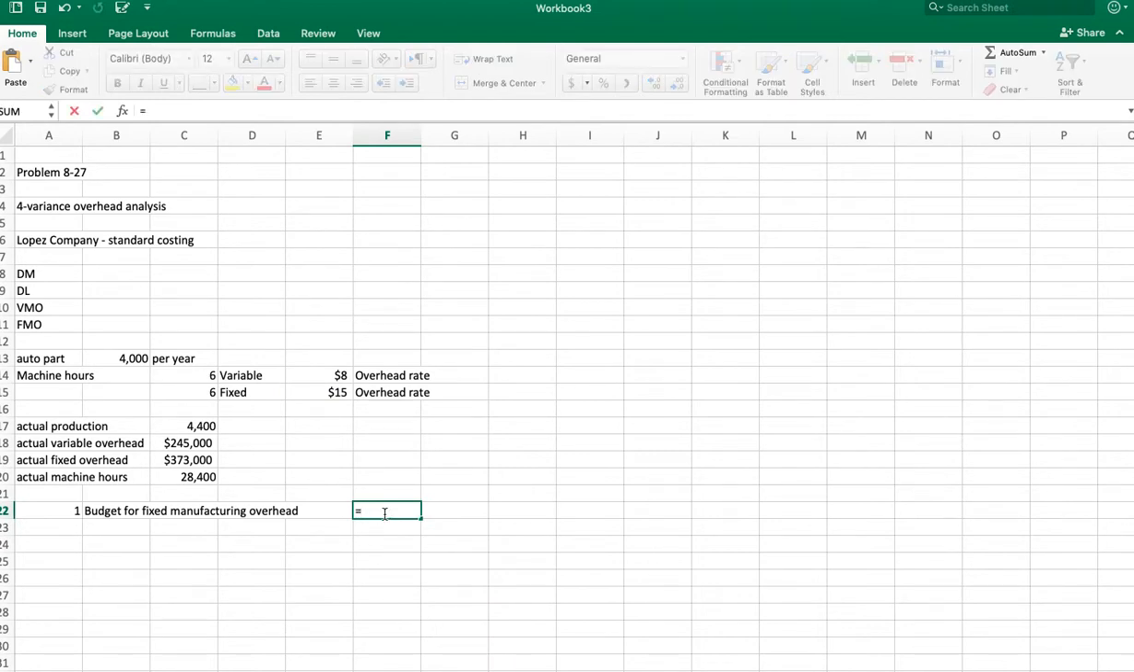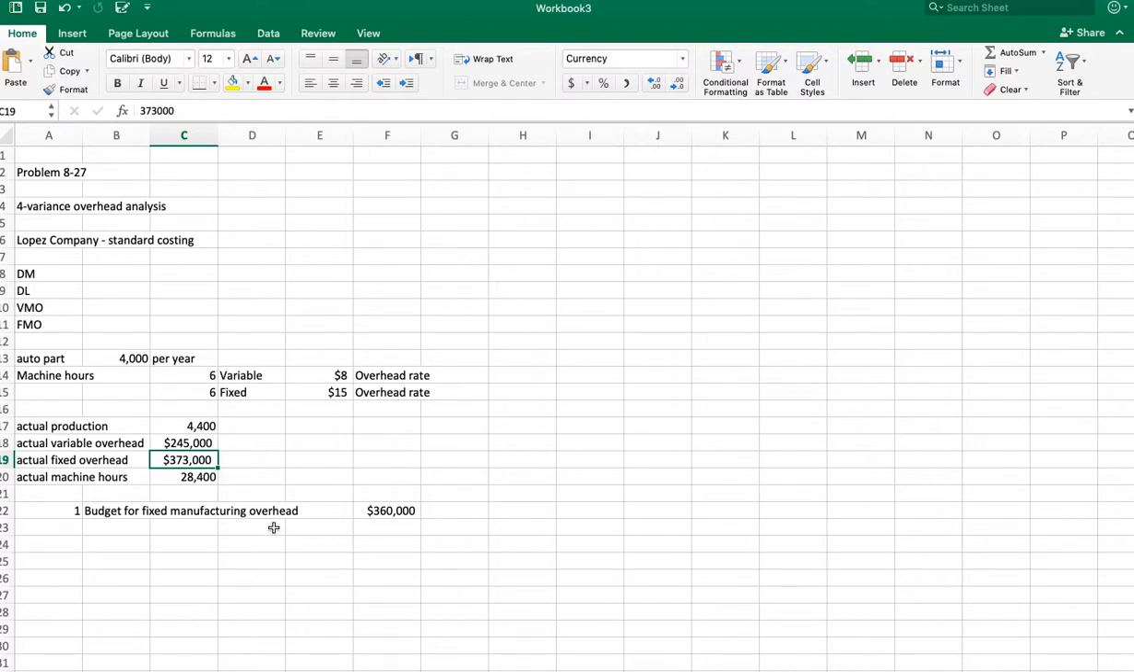So with that in mind, 4,000 units is what we thought we would make. We thought it would take 6 machine hours for each one, and we thought we would apply $15 per machine hour. So that being said, we budgeted our fixed manufacturing overhead to be $363,000. That's at the beginning of the year what we thought our fixed manufacturing overhead would be. It was actually $373,000, so we have a variance of $13,000. It's unfavorable. Actual was more than budgeted.